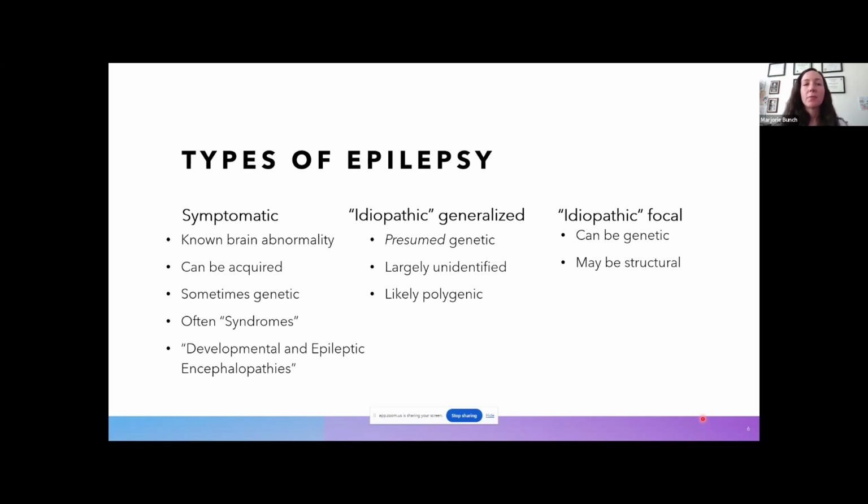Then we also think of idiopathic focal epilepsy. Like the idiopathic generalized, these people have otherwise healthy brains, but instead of seizures coming from everywhere all at once, focal seizures start from a small area. We know of some of these that are genetic, and often these may relate to underlying structural findings too.